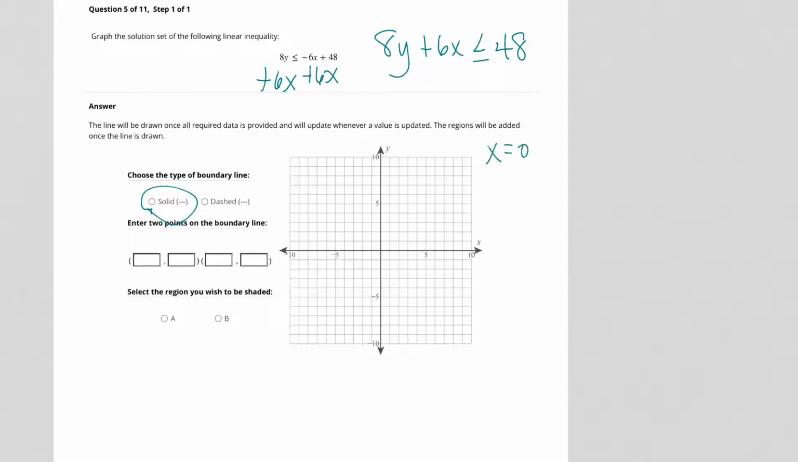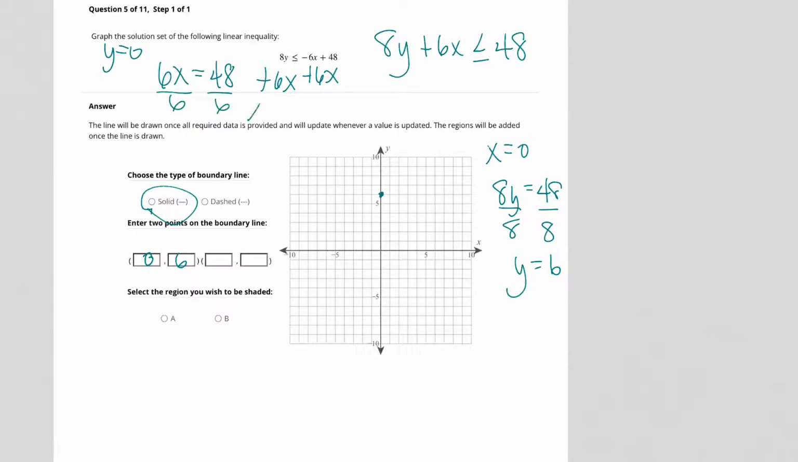When x equals 0, I'm going to have 8y equals 48. Divide both sides by 8. Y equals 6. So my point there is 0, 6. When y equals 0, I'm going to have 6x equals 48. Divide by 6. X equals 8. So there my point is 8, 0. Put that right there. Try to draw a solid line through those 2 points.